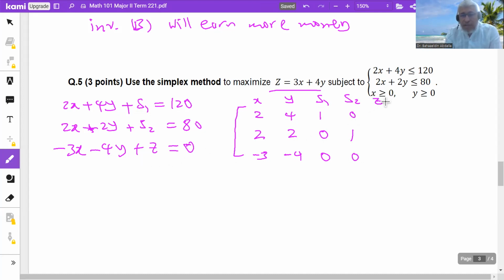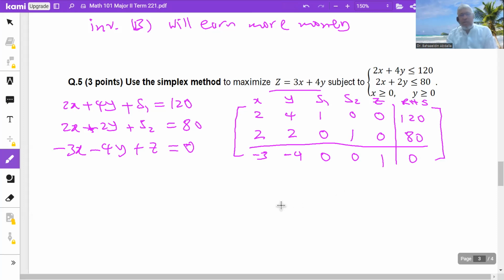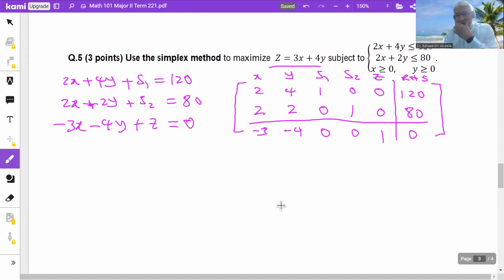And then the variable Z. In the first equation, there is no Z here. And the coefficient of Z in the last equation is 1. I put a horizontal line here, a vertical line here, and I write the numbers in the right-hand side here. So I have 120, I have 80, and here 0. This is called the initial Simplex tableau. And then we do a pivot operation.